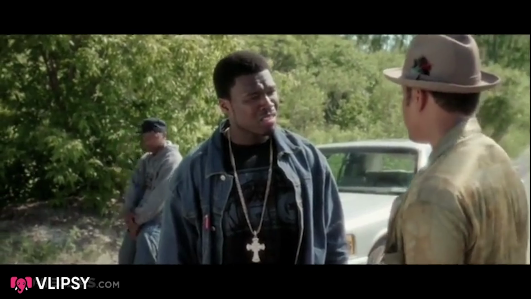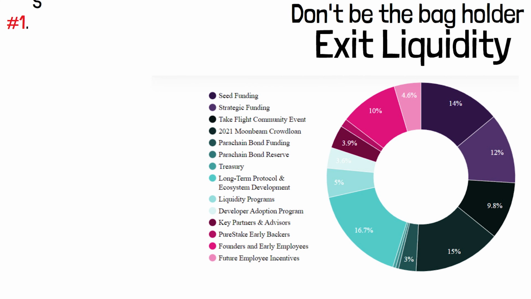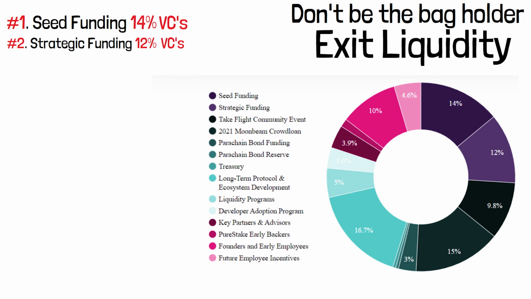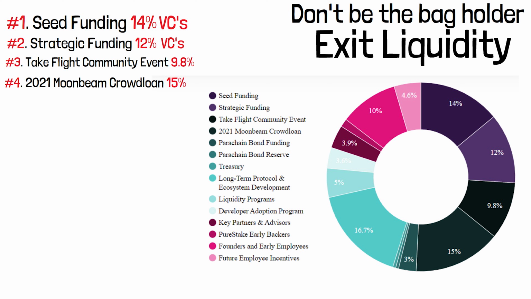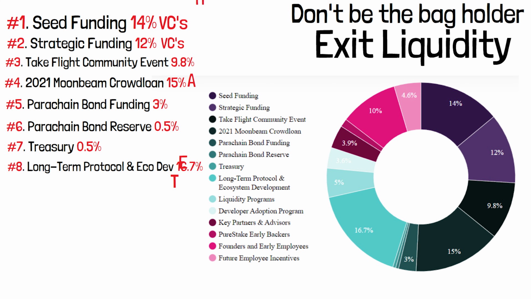That makes sense. Moonbeam token allocations were as followed. Seed funding 14%, aka VCs. Strategic funding 12%, aka VCs. Take Flight community event 9.8%. 2021 Moonbeam crowd loan 15%. Parachain bonding funding 3%. Parachain bond reserve 0.5%. Treasury 0.5%. Long-term protocol and ecosystem development 16.7%, aka the team.